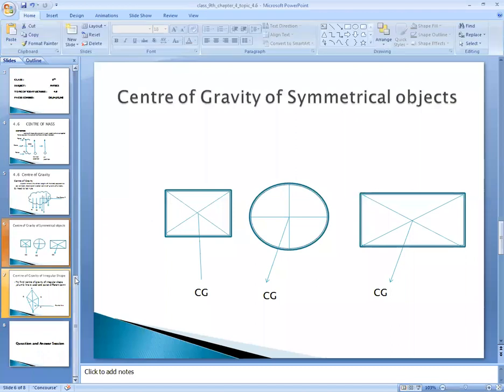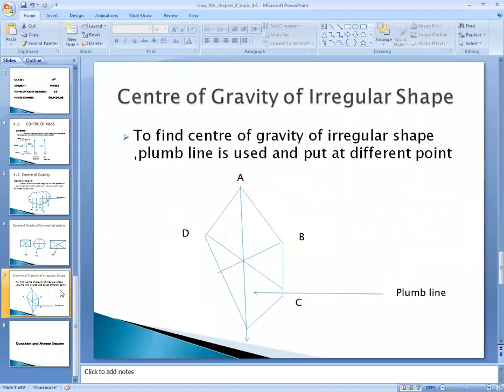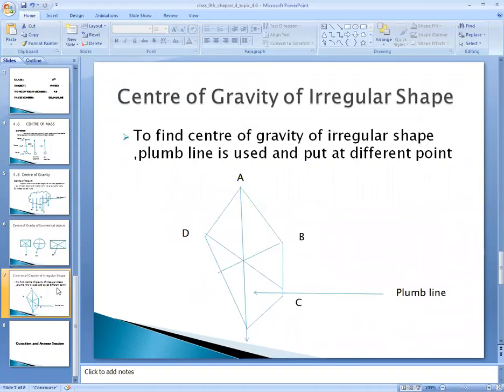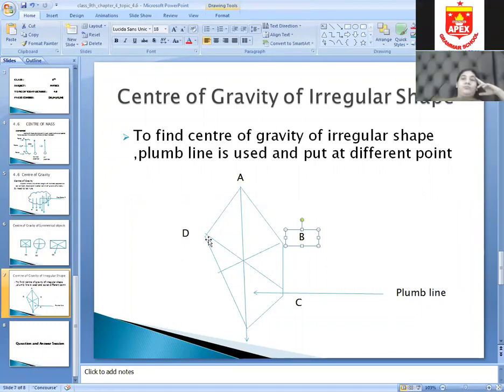Now we find the center of gravity of irregular shapes. What is the difference between regular shapes and irregular shapes? These are the regular shapes, the symmetrical shapes, but this is an irregular shape. Why? This is the first point, this is the second point, third point, fourth point, fifth point. It looks like a pentagon.